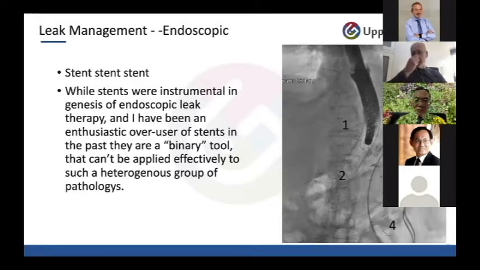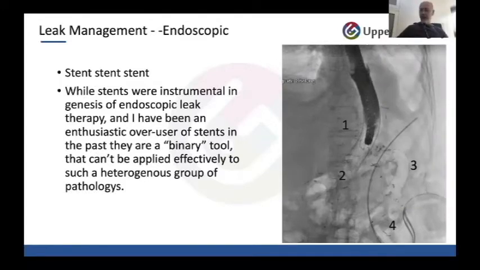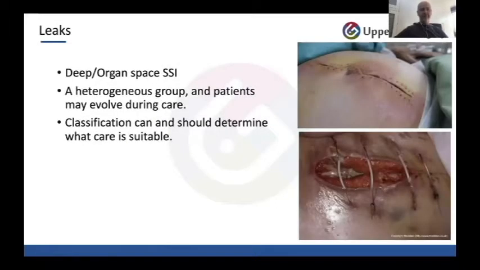Bit of history. Stents were really the mainstay of management of leaks endoscopically until recently. And I've been a very enthusiastic user of stents in the past, but I'm not entirely impressed by their management for a whole lot of different types of leaks because it's a very binary tool. And you can end up sometimes with patients with multiple stents not going anywhere.